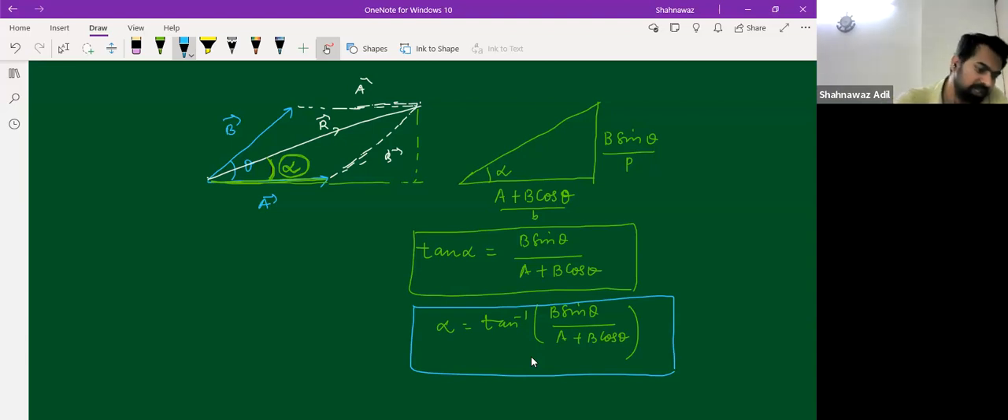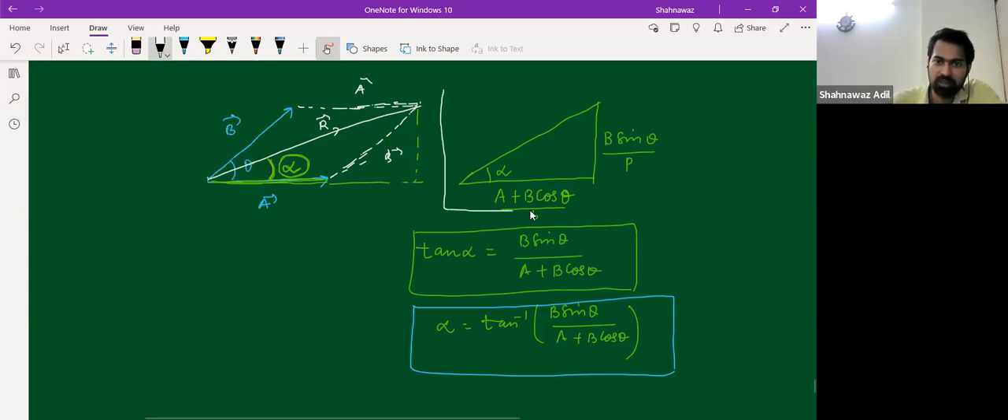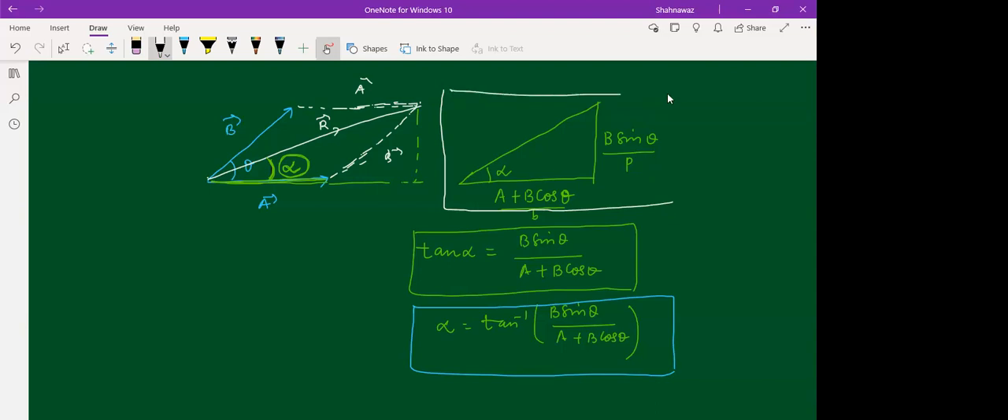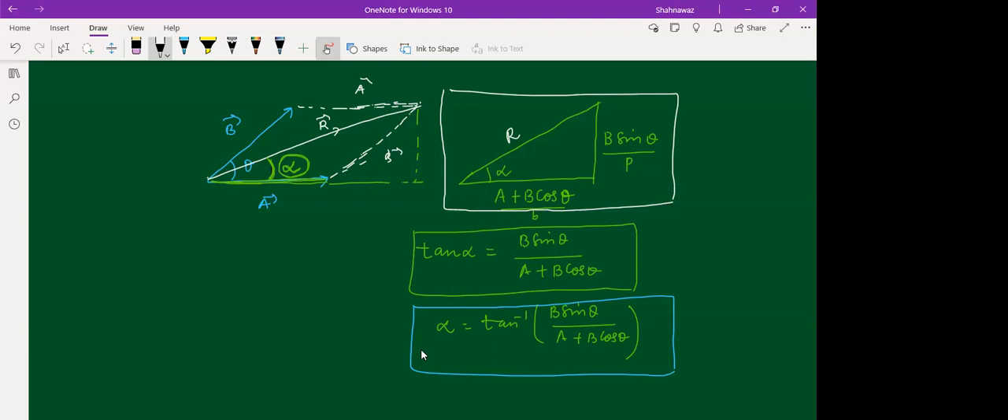In this parallelogram law, what was the important part? This diagram is the most important part. If we remember this diagram, then all our answers will be clear. Then we can calculate the magnitude and also the angle. So just remember this diagram. Finished, guys?